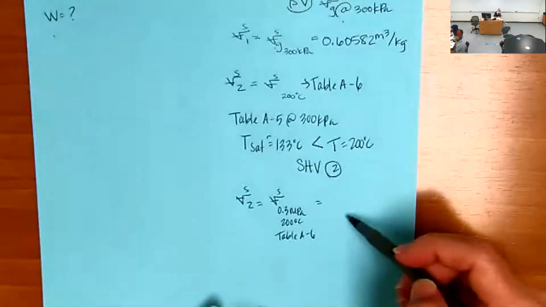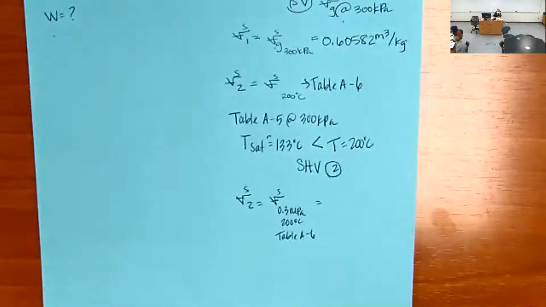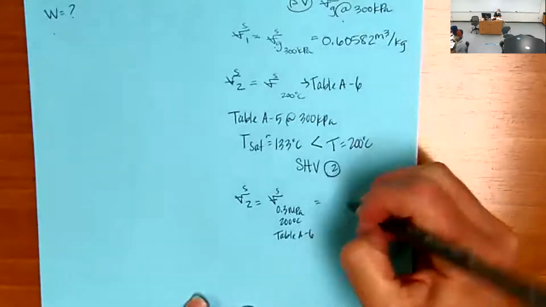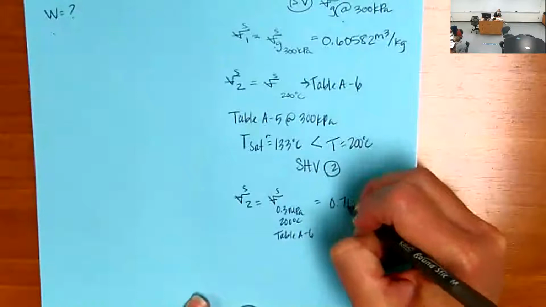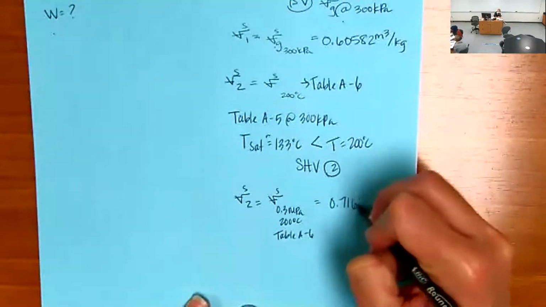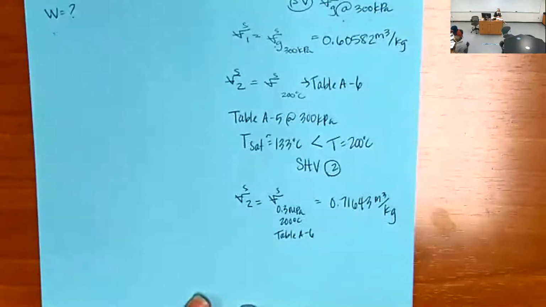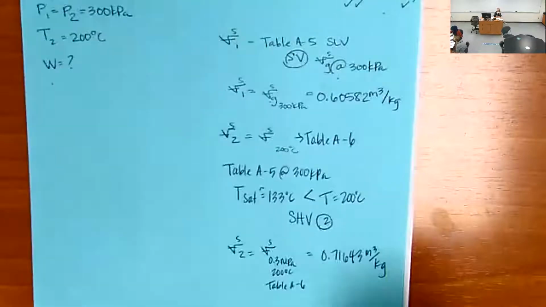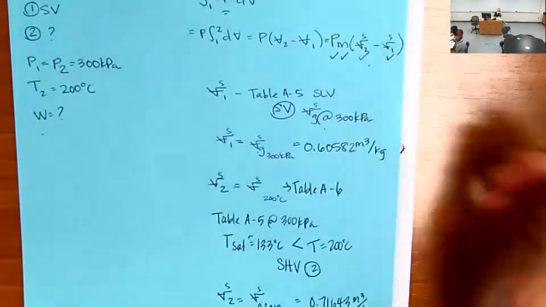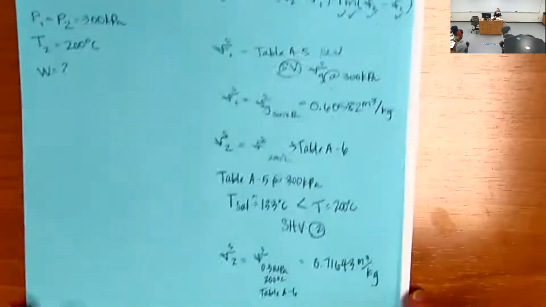When we go to this table and we look up this value, we're going to get a value of 0.71643 cubic meter per kilogram. So now we have everything that we need to plug into this problem.